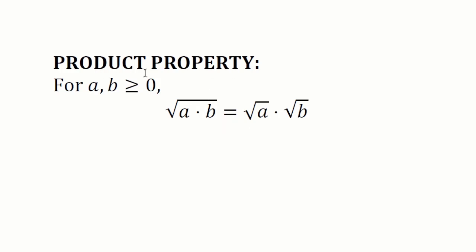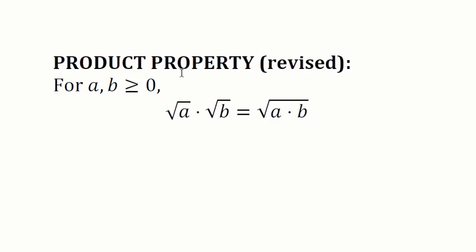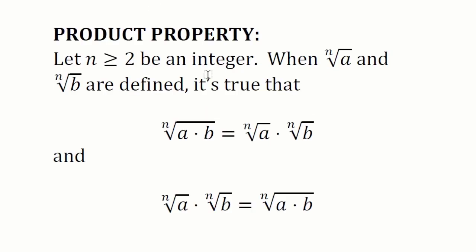And for the same product property for square root, we had a revised version that says anytime we're having the product of two square roots, we can combine it into one square root of the product a times b. And so that product property we have seen now can be generalized into the product property for some general nth root right here. So this is how it says right here.